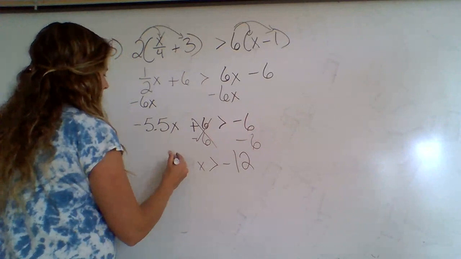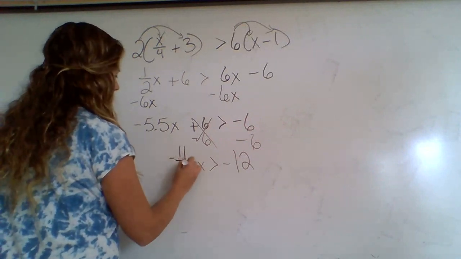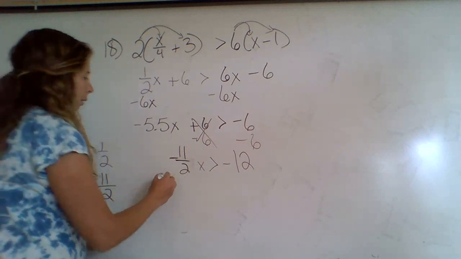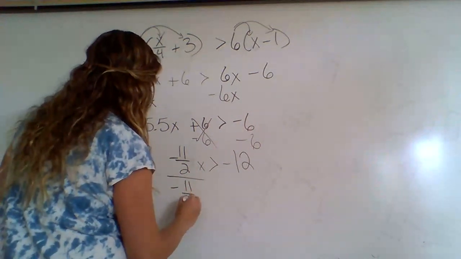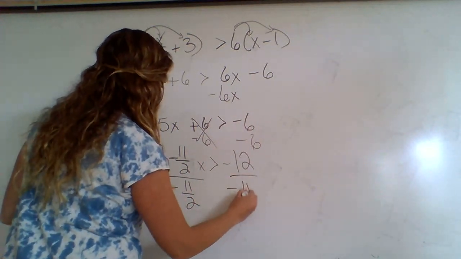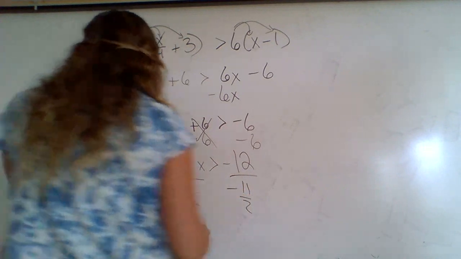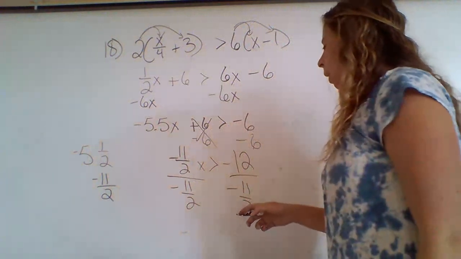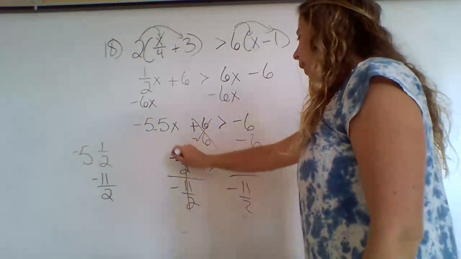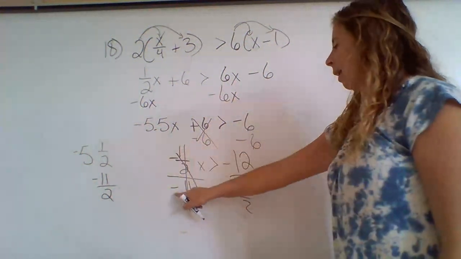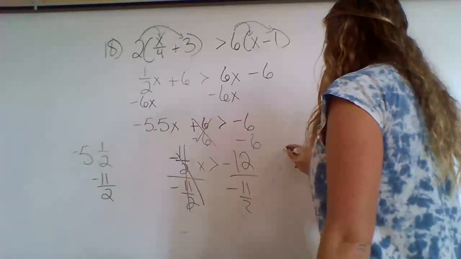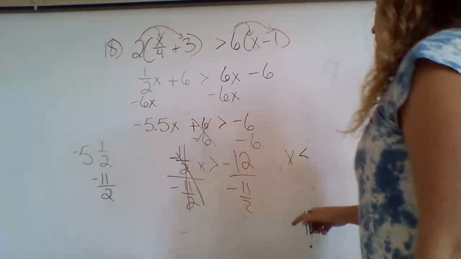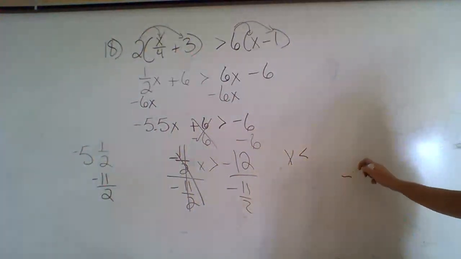This is why I like getting rid of my fractions. But if you didn't, here we are. -11 over 2x. So now you would divide. Divide by -11 over 2. So then you're just left with x on that side, but you divided by a negative number, so you have to flip your inequality. So x is now less than, and then -12.